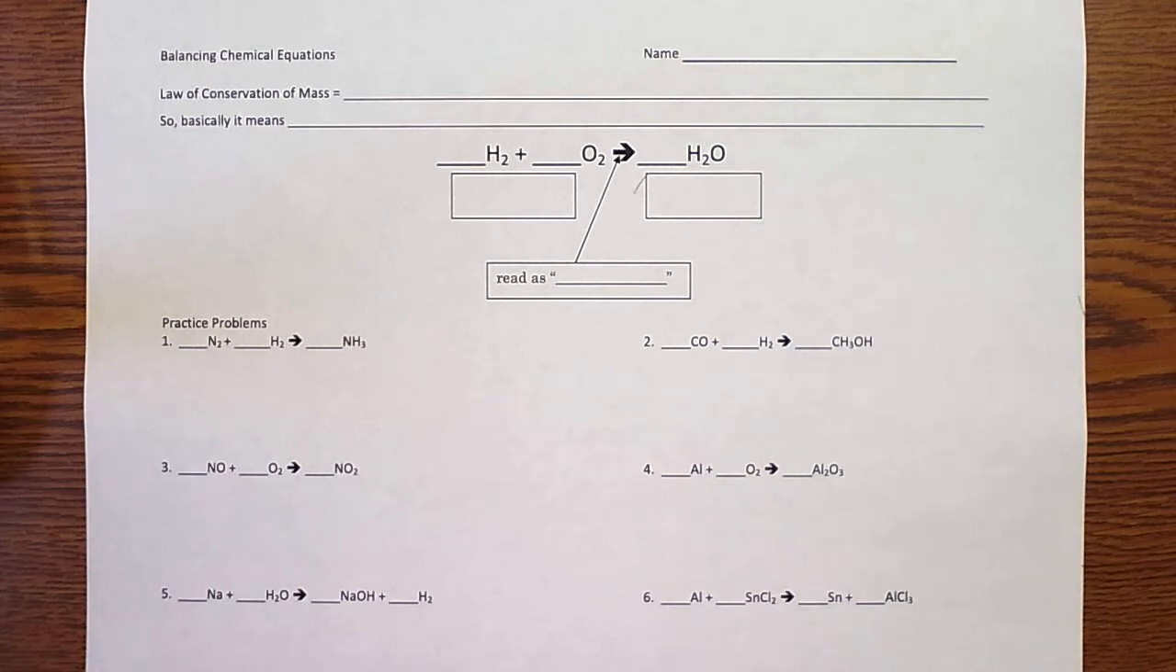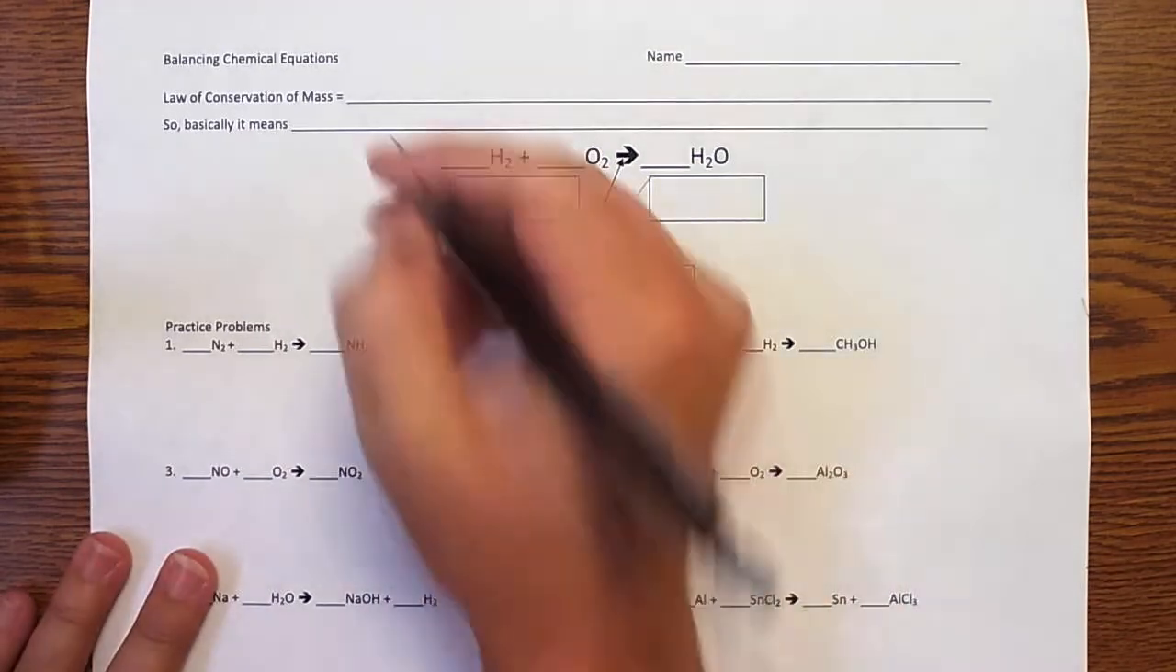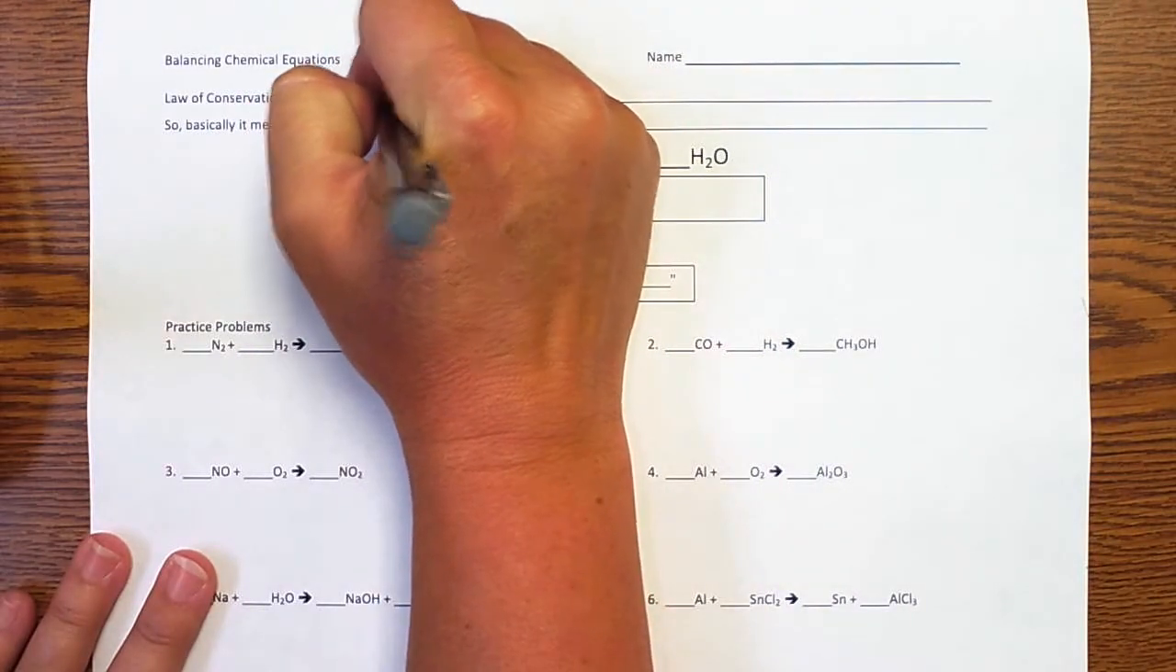To start off with, we're going to talk about the law of conservation of mass. The law of conservation of mass dates back to about the 1780s, when we discovered the idea that mass is neither created nor destroyed in chemical reactions. So let's write that down.